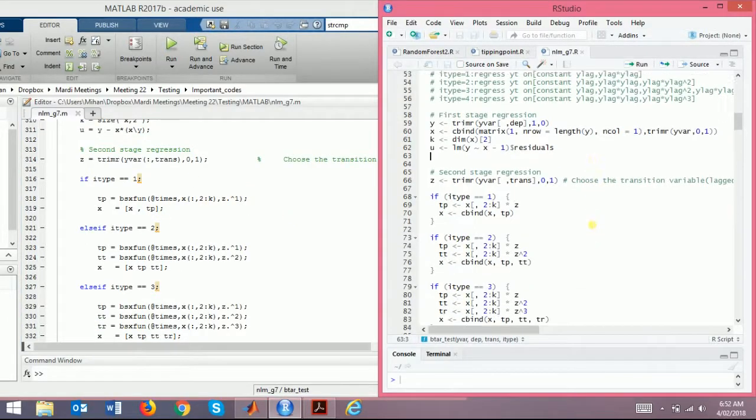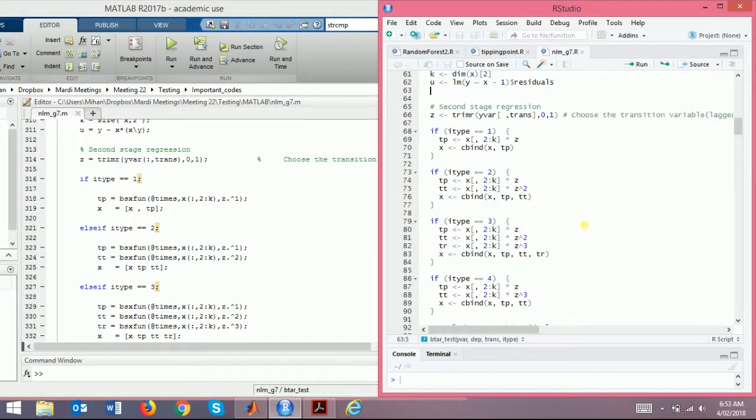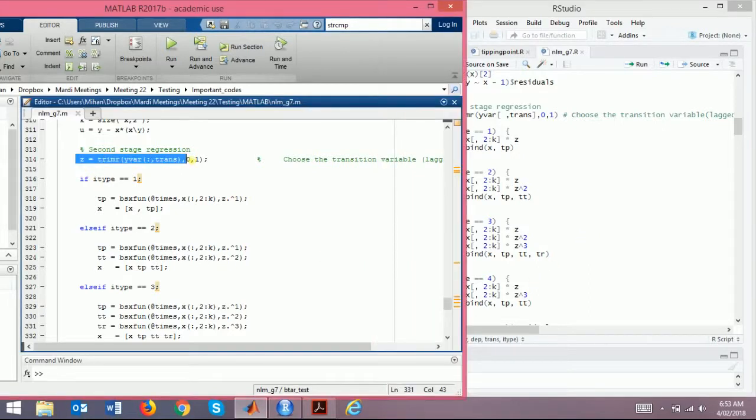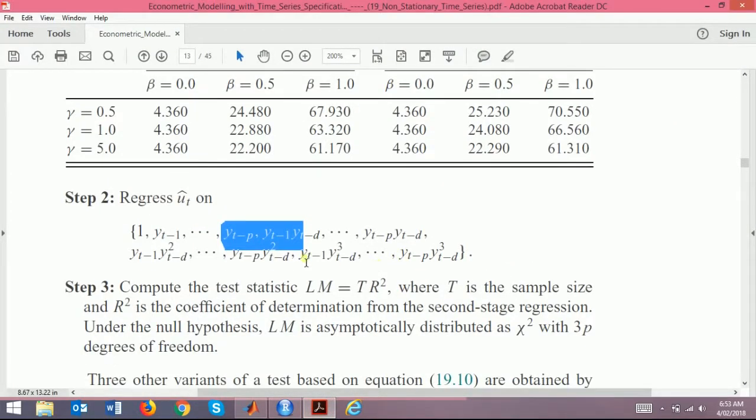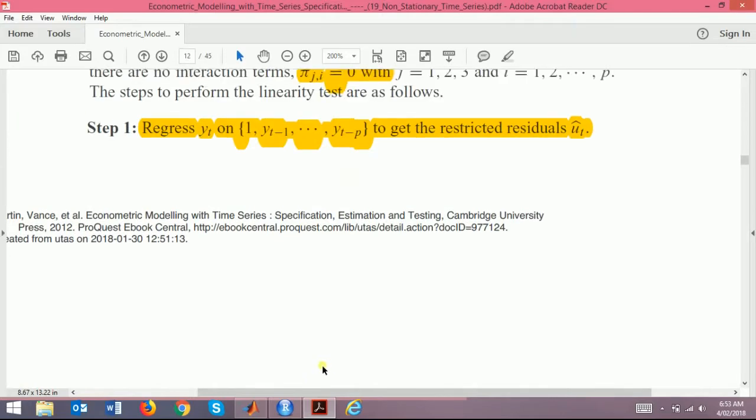So we do times. First we do z trim 0 1, just setting the dimension, taking the transition variable. Then I type 1 is z squared, z1 z square. This is following z1 z square, regress ut on that. Basically this is following z here.